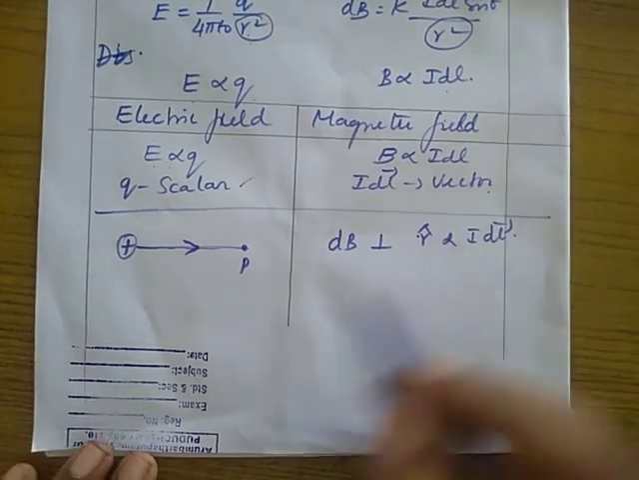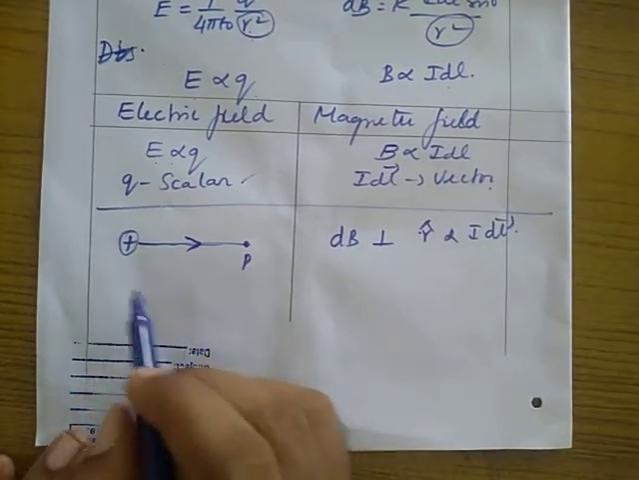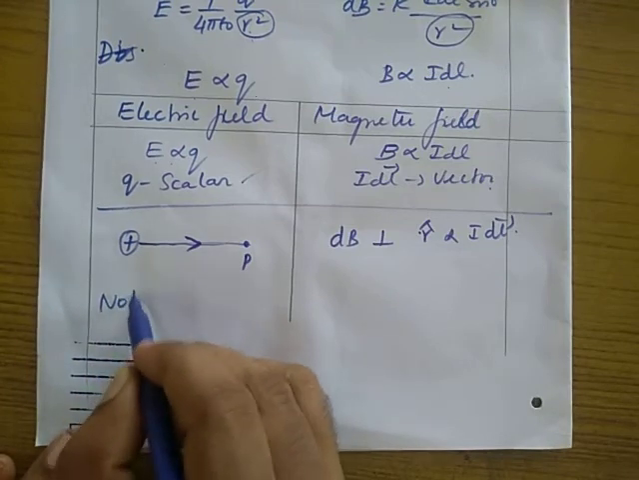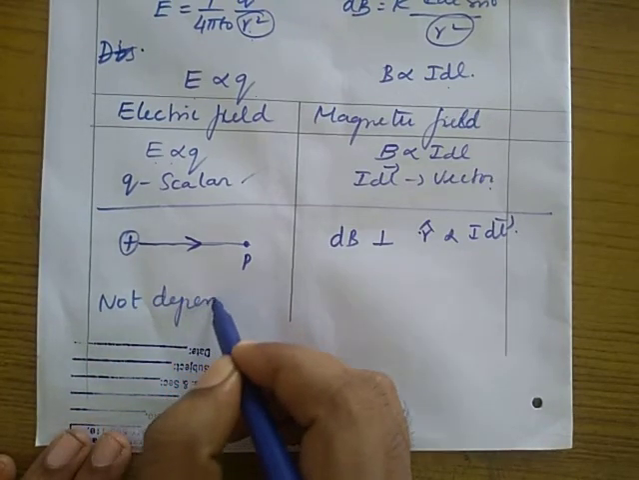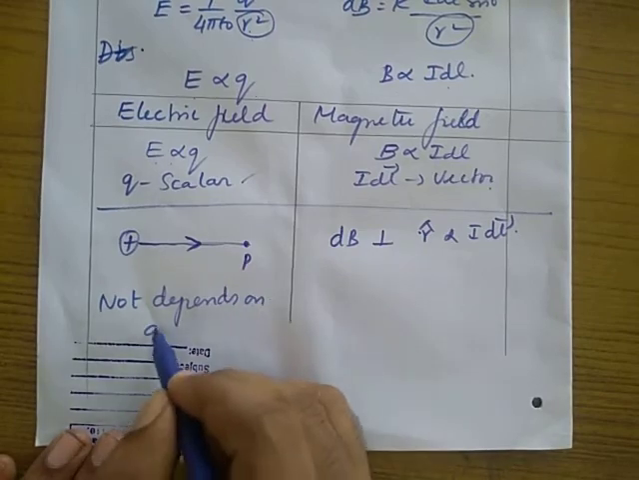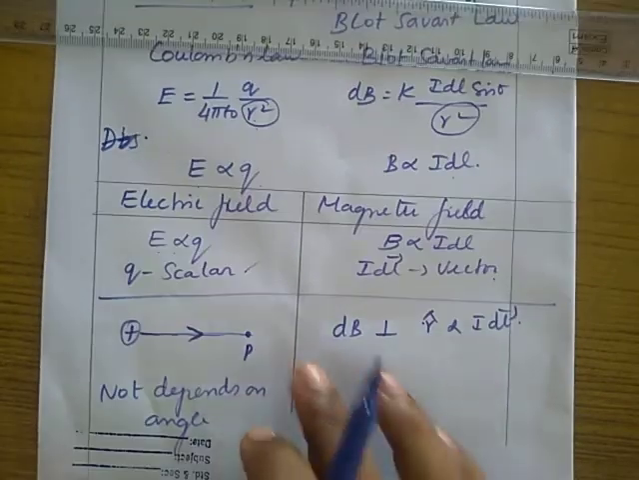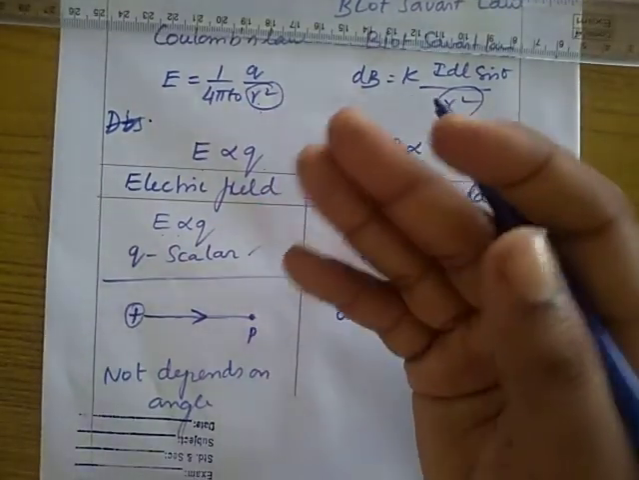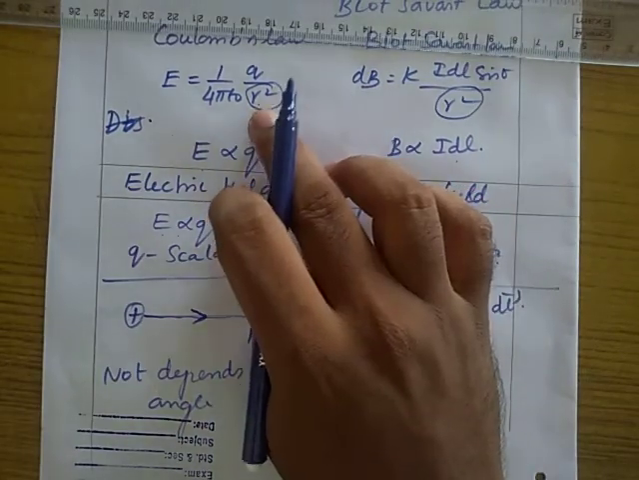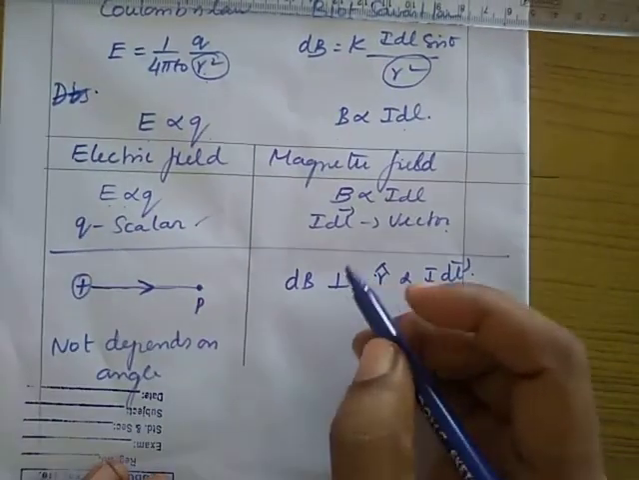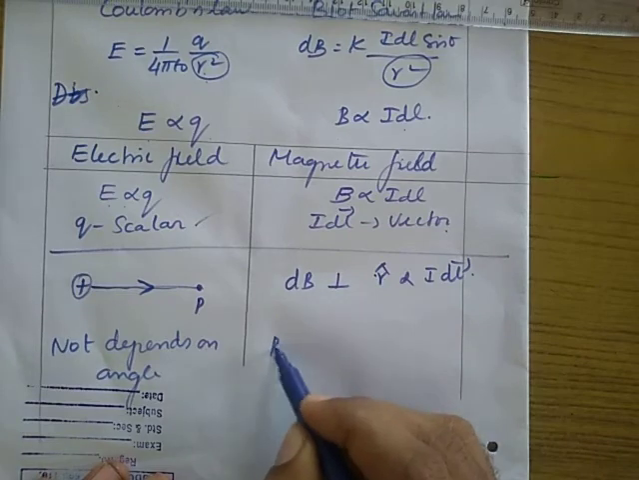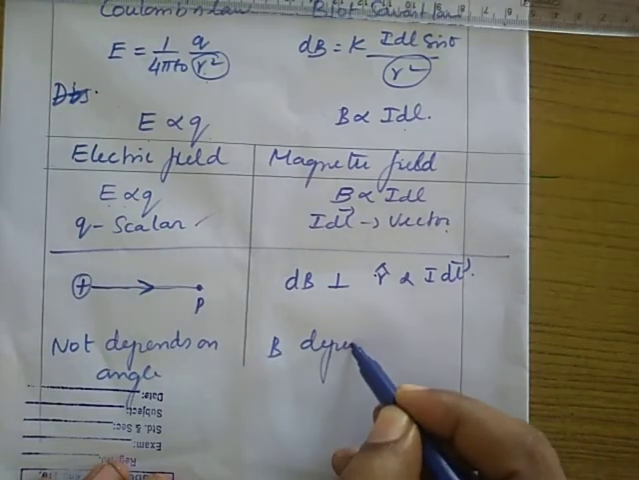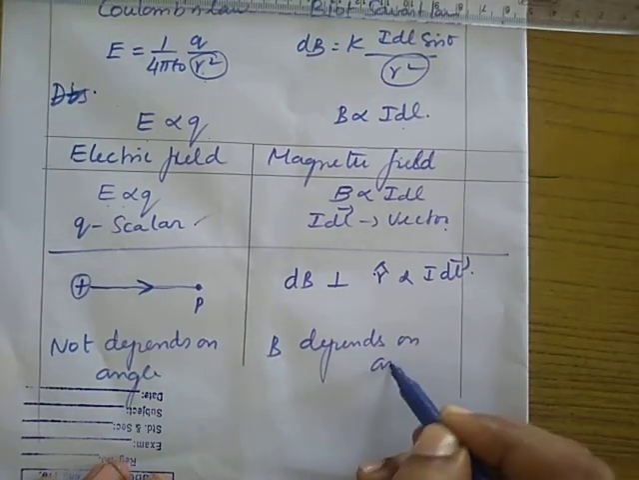The electric field does not depend on angle, because there is no theta in it. But the magnetic field depends on angle, because of the sine term.